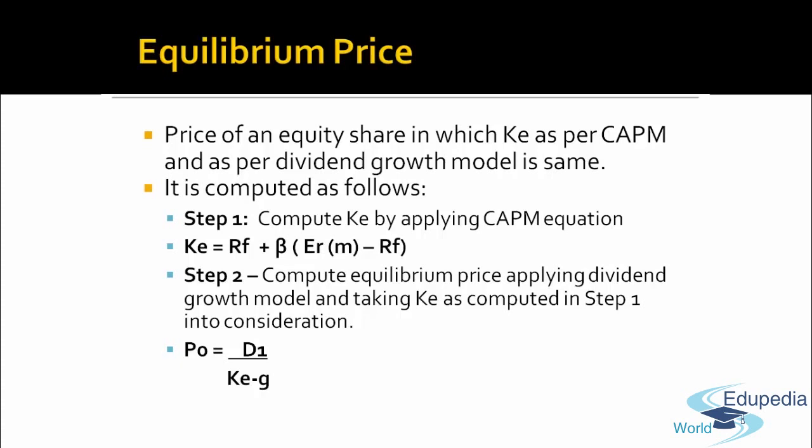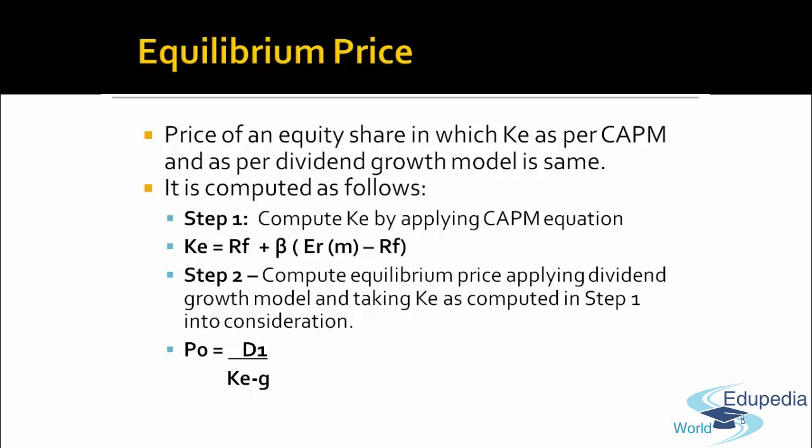Equilibrium price is nothing but the intrinsic value of a share. An investor compares this intrinsic value with the actual market price, and if the actual market price is more than the intrinsic value, we say that the share is overpriced. Vice versa, if the equilibrium price, that is the intrinsic value of a share, is more than the market price of the share, we say that the share is underpriced and we would buy such a share.